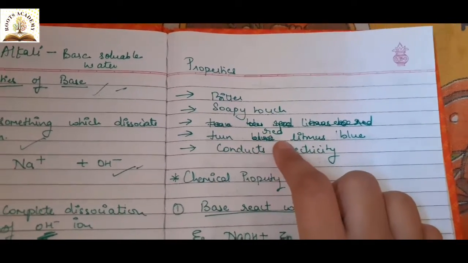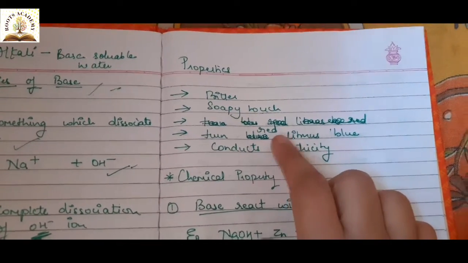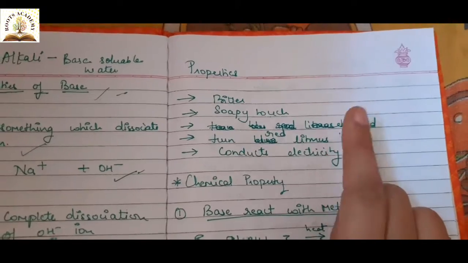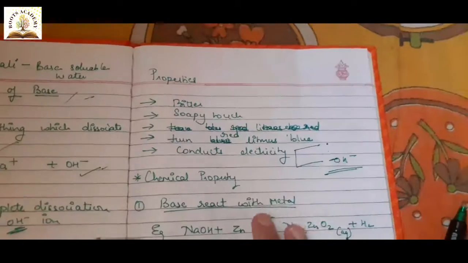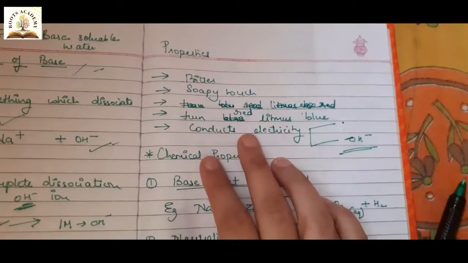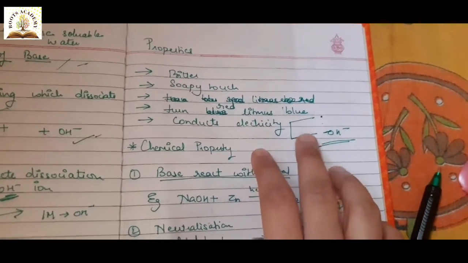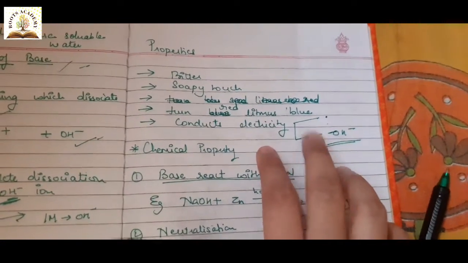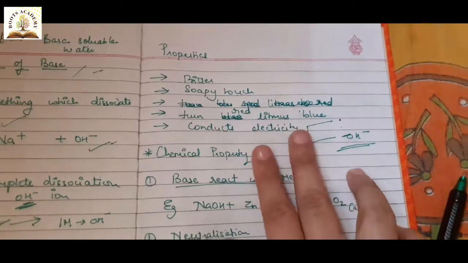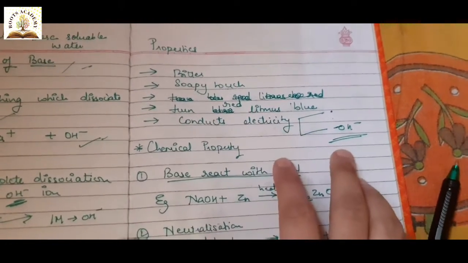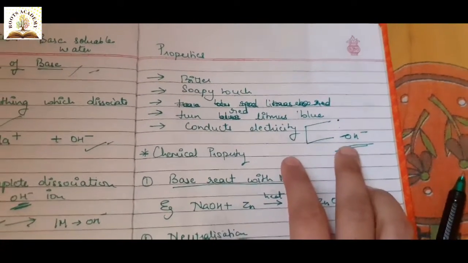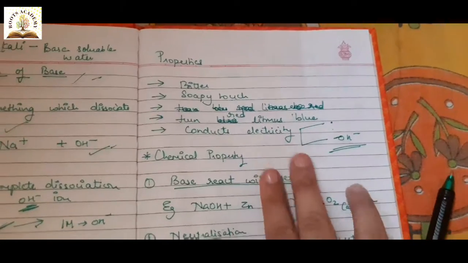If you dip a red litmus paper and it turns blue, it indicates that the compound is a base. Bases also conduct electricity. Why do they conduct electricity? Because you get ions in the water. If you put a base in water, it ionizes to give positive and negative ions. They ionize to give OH minus ions. Thus, bases do conduct electricity.